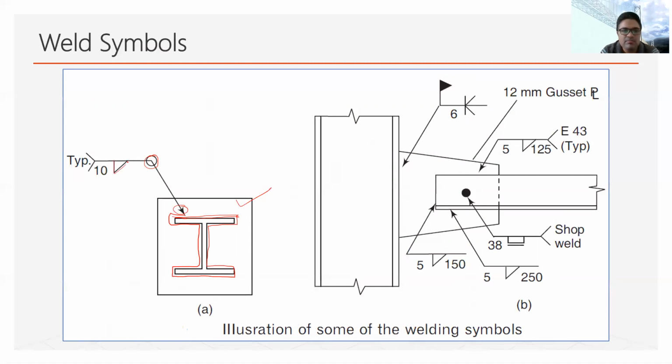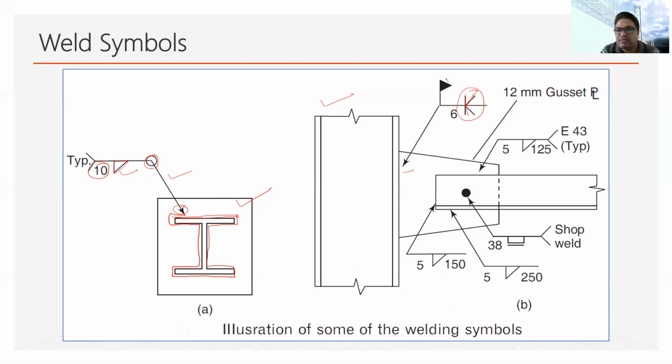This symbol, this is a triangle, so it shows that there will be a fillet weld. Similarly, this 10 represents the size of the weld. We will discuss more about the size of the weld. What is the meaning of size of weld? So this is the symbol of a typical fillet weld. Similarly, in this case, there is this arrow, and it shows that there will be a single bevel on both sides, on this surface and on the other surface. So there will be double bevel.